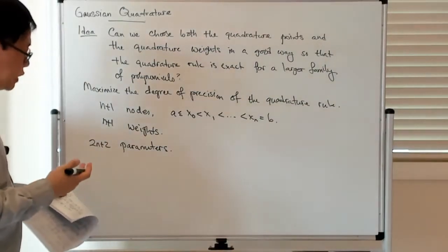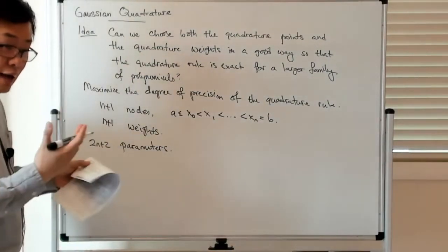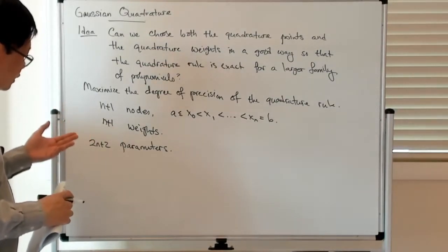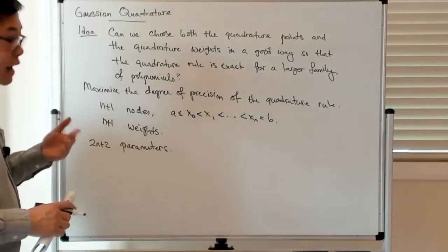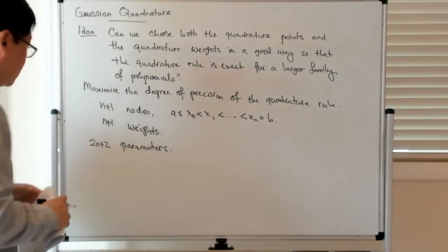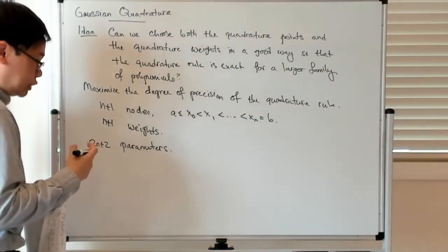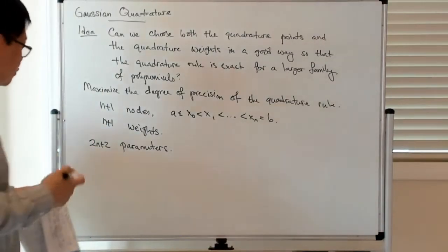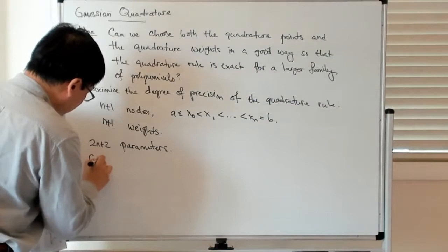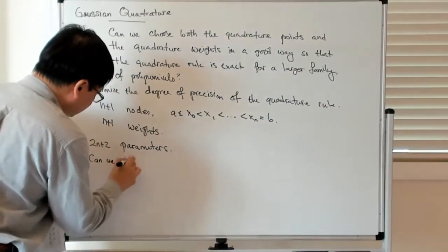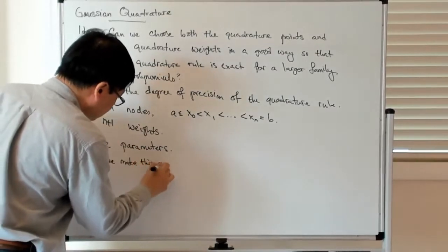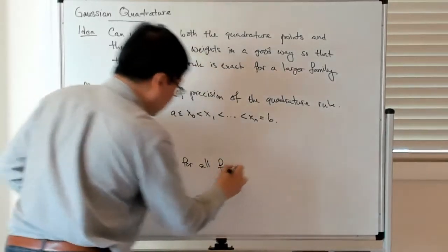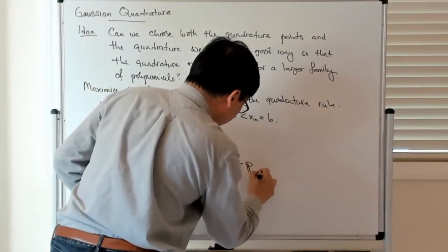What you would like is to take advantage of the freedom you have in choosing these 2n plus 2 parameters to have the quadrature rule be exact on polynomials which depend on up to 2n plus 2 parameters, which are polynomials of degree 2n plus 1. So can we make this exact for all f of x which are polynomials of degree up to 2n plus 1 on x?